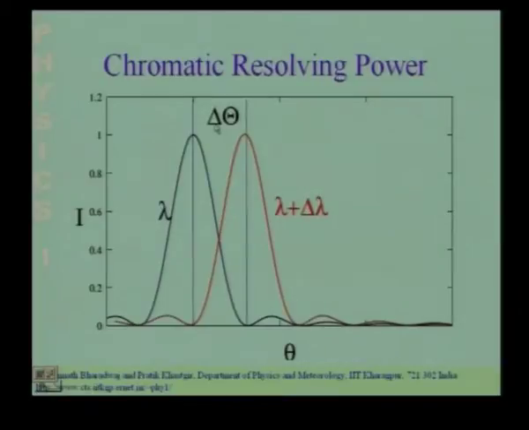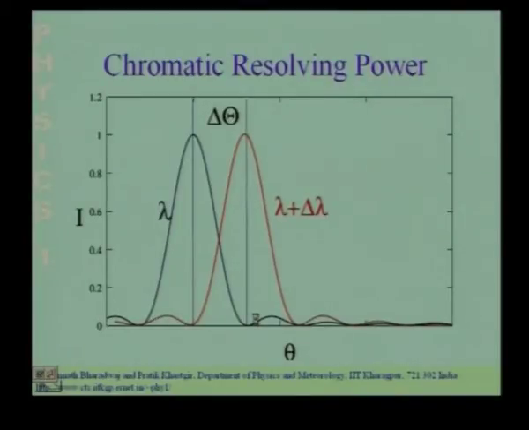If the shift is more than the minima, then you can distinguish between this curve and this curve, but if the shift is less than the minima, you cannot distinguish between this curve and this curve. That is the Rayleigh resolving criterion. So, we can resolve these two lines, these two wavelengths, provided the shift in the angle is more than the minima of this particular curve. And we have calculated where the minima of this curve should occur.